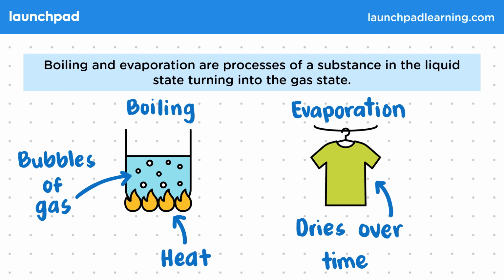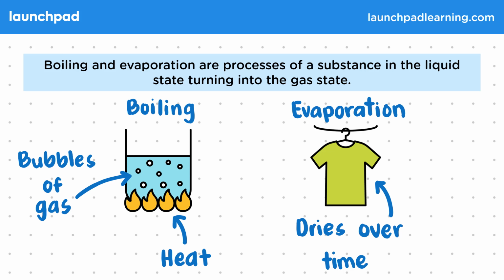Some other examples of evaporation are seen in the water cycle, or a puddle of water on the floor drying over time. So you don't need to know these specific examples of these processes for your exam, but you should be able to identify when boiling and evaporation are happening in a given example.